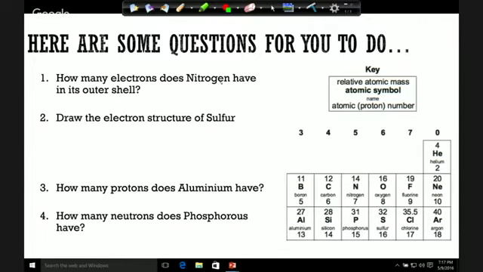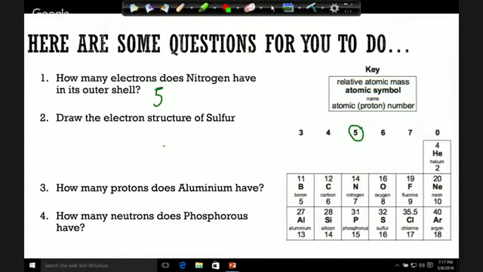Okay, let's go through these questions then. Question 1 says, how many electrons does nitrogen have in its outer shell? Well, we look here, nitrogen is in group 5, therefore it has 5 electrons in its outer shell.